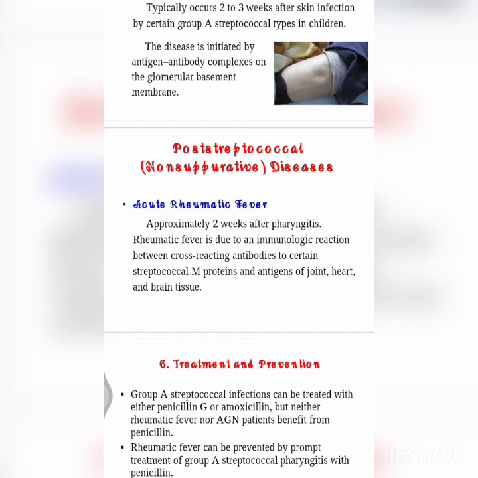Now bacitracin sensitivity. A bacitracin disc with 0.04 units of bacitracin is placed on an inoculated culture plate of streptococci. After 24 hours we observe the zone of inhibition. A wider zone of inhibition is observed only with Streptococcus pyogenes, so bacitracin sensitivity is helpful for the identification of Streptococcus pyogenes.